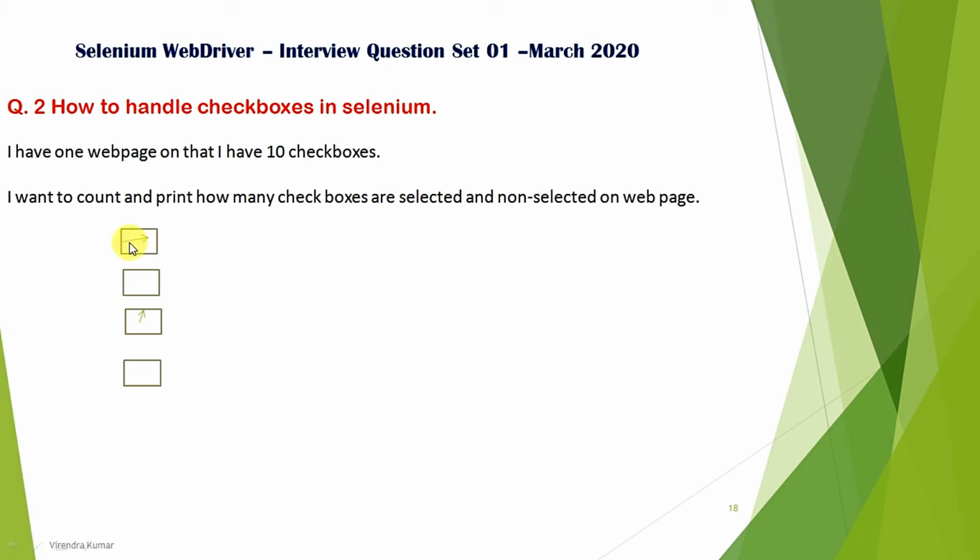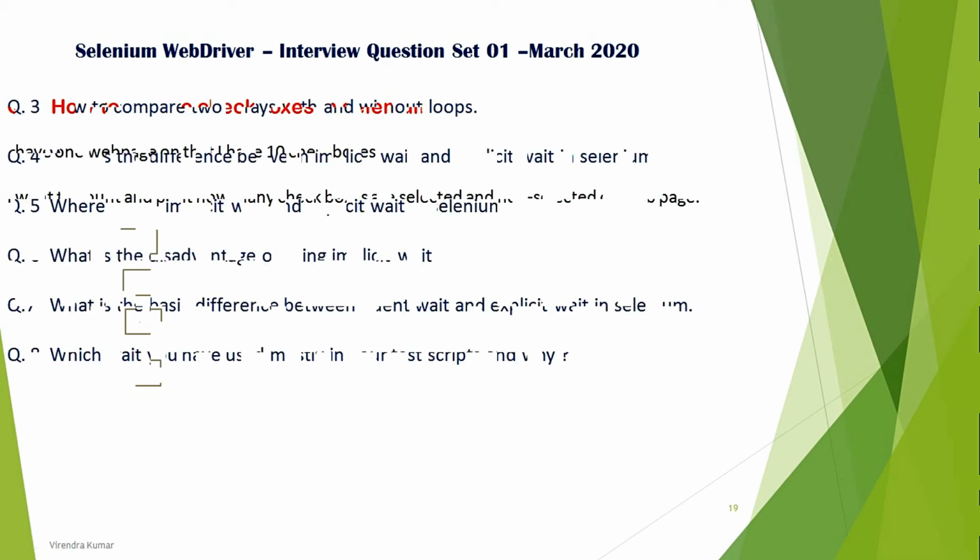So for counter 1, if this checkbox is selected, you can use the isSelected Selenium function. If isSelected returns true, then you just increment the count, and if it is not selected, then you increment the second count. So I am giving the hint and you try it yourself, and if you are able to give the answer, well and good. If not, then just let me know. I will give you the code.